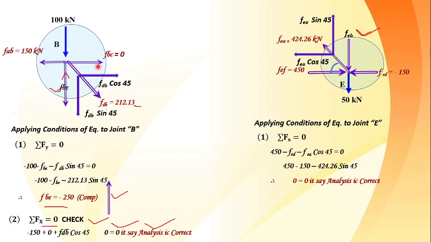Then in all the horizontal directions, that joint is in equilibrium. That is what has been proved here. As the algebraic summation of all the horizontal forces about this particular joint is equal to 0, it means the joint is in equilibrium. So this is that particular check.